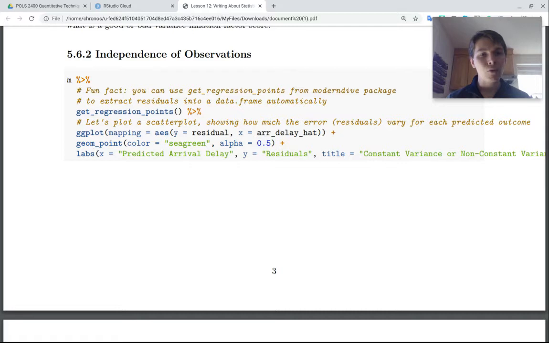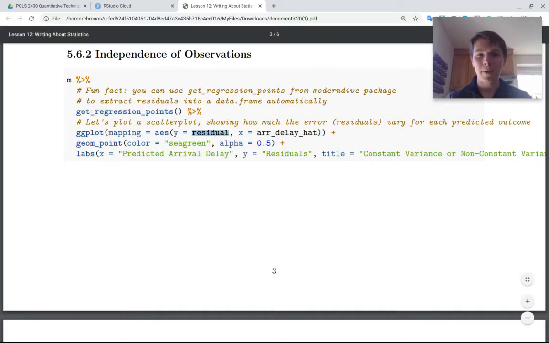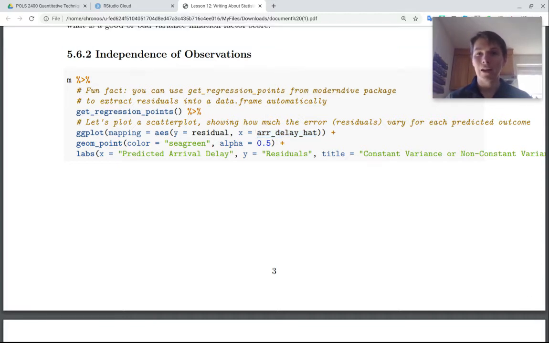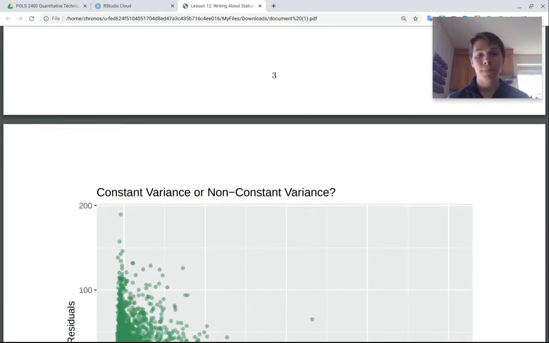Well, you can use the get regression points function. This is a different way to do the same thing that we've done in the past. What's nice is that get regression points just gives you the predicted values and the residuals in the same data frame. Does that make sense? So it's going to give you the residuals, so we pop them in right here, and it's going to give you the predicted values, and they're called whatever your outcome was with hat on the end for predicted. So we can make a scatter plot that looks like this.